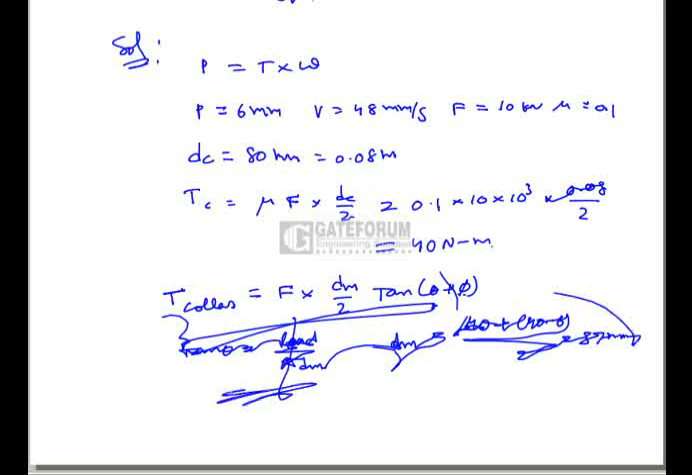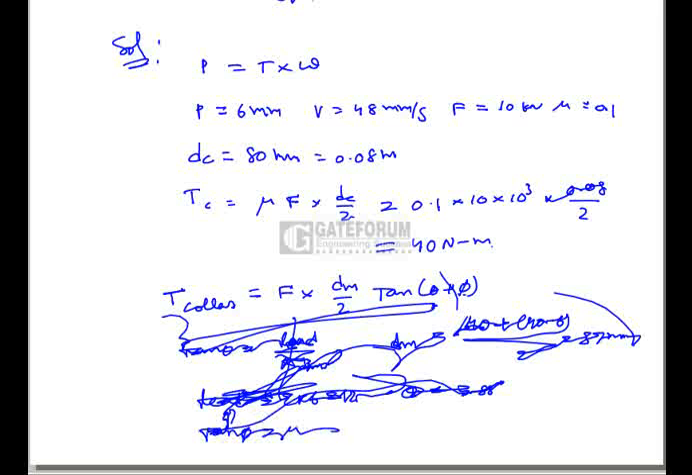And here the lead is given by 2 times pitch, that is 2 into 6, which is equal to 12. So from this equation we get theta equal to 5.88 degrees, and tan phi is equal to mu, so phi is equal to tan inverse mu, that is tan inverse 0.1, which is a value of 5.7 degrees. So on the substitution of all the values, the torque on the threads is equal to 37.94 Newton meter.